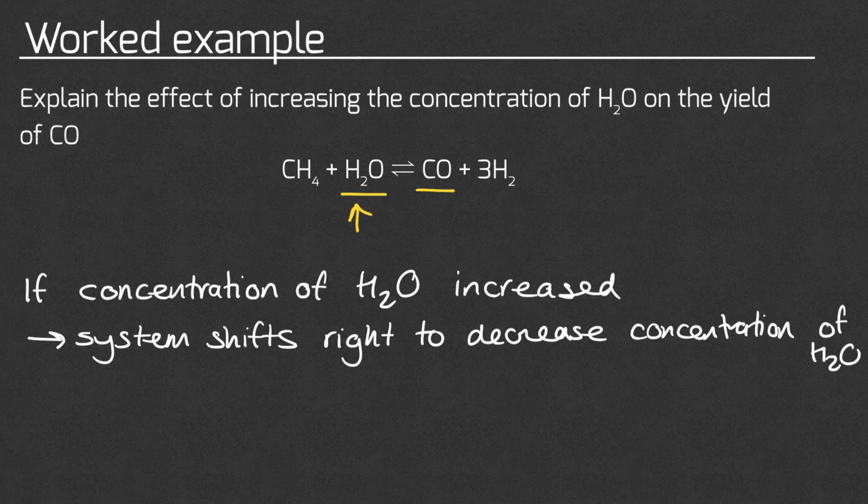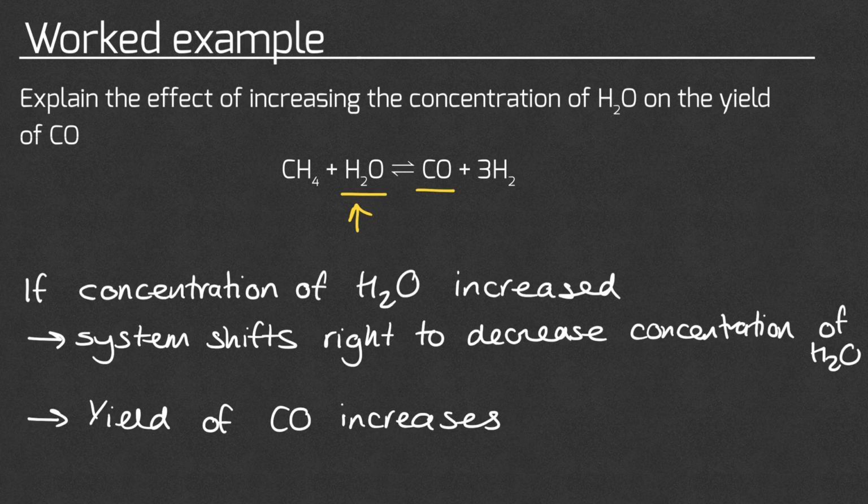So if we increase the concentration of water, the system will shift to the right to decrease the concentration of water, because there's no water on the right. So if we make more of the right side, we're going to make less of the left side, therefore reducing the amount of water. If we are shifting to the right, it means we're making more of everything on the right. So that means we're making more carbon monoxide, so we can say that the yield of carbon monoxide will increase, therefore answering the question.